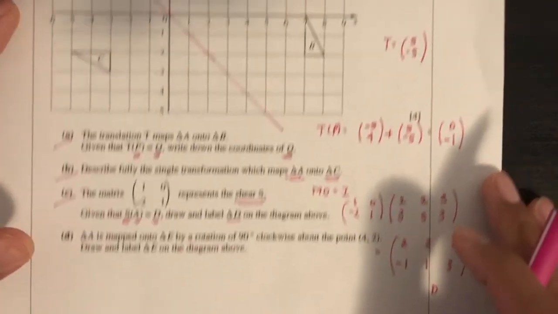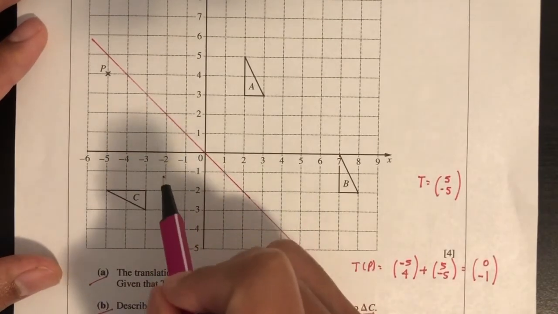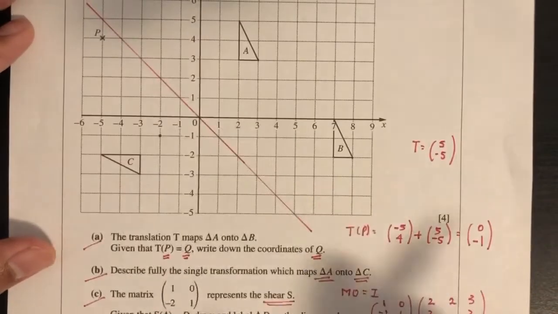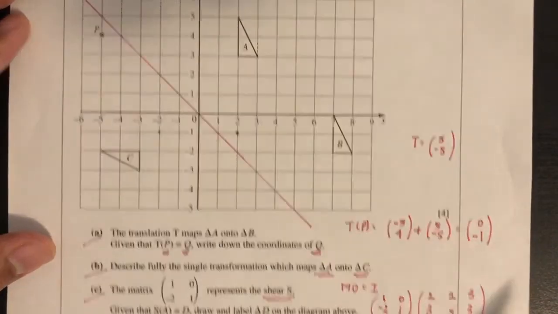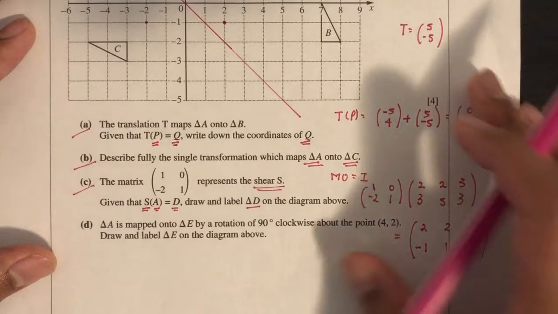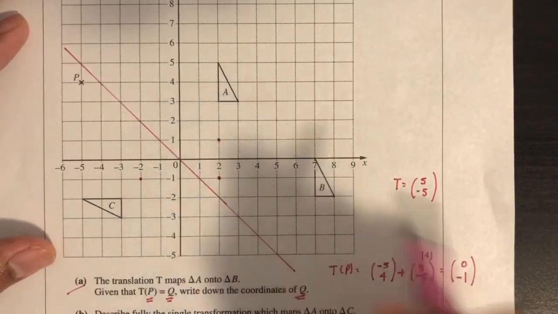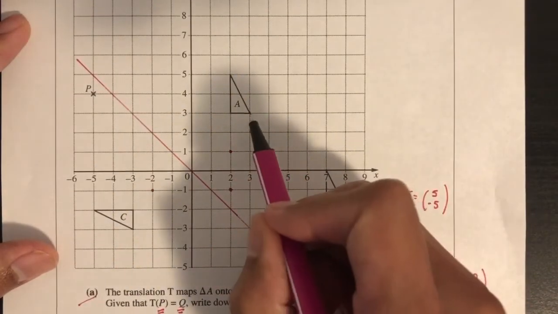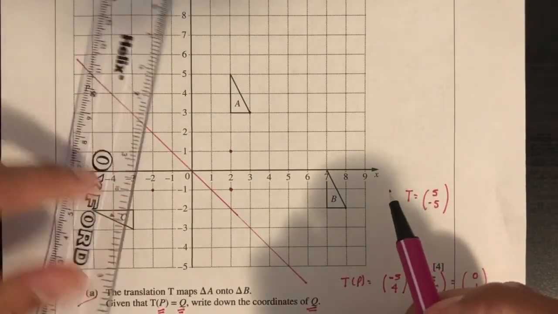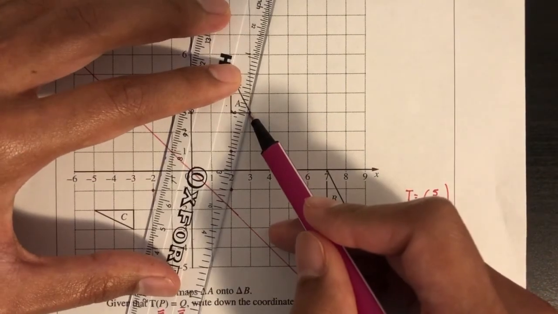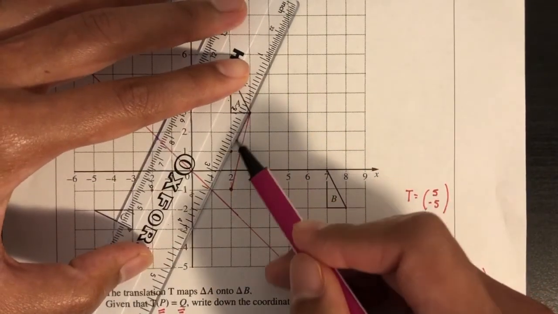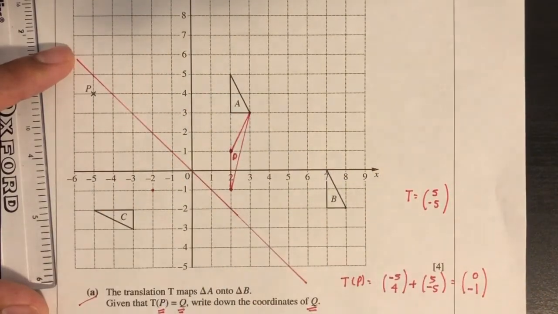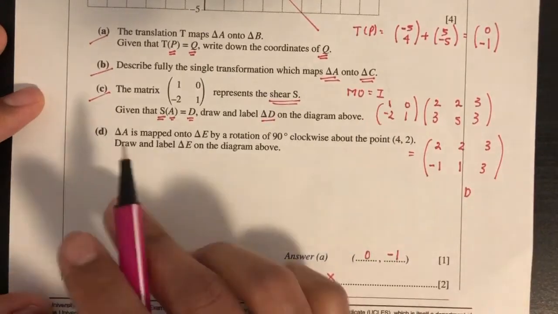So 2, minus 1. Sorry, this is minus 2, mistake. So 2, minus 1 is here. So now we have 2, 1. 2, 1 is here. Then we have 3, 3. 3, 3 is here. Okay. So this will be my triangle D after a shear with a factor of minus 2. Okay, that's my triangle D. So now part C is done.